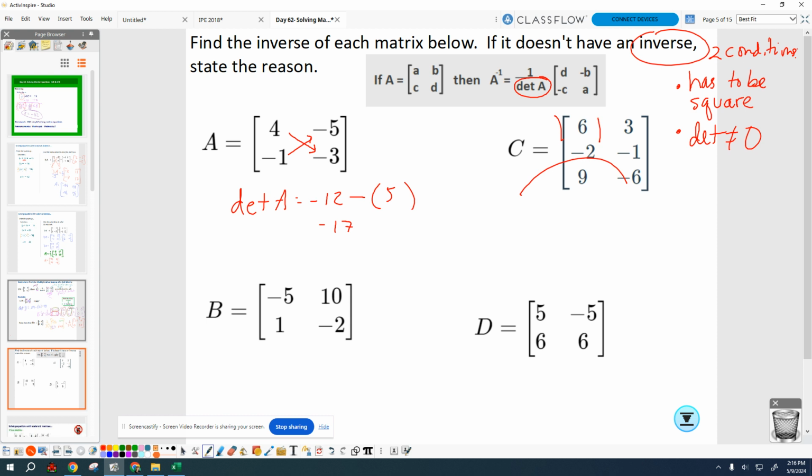Does A have an inverse? Yes, because it's square and the determinant was not 0. So Teddy, the inverse is 1 over that determinant, and what am I going to do with the numbers in this box? I'm not sure.